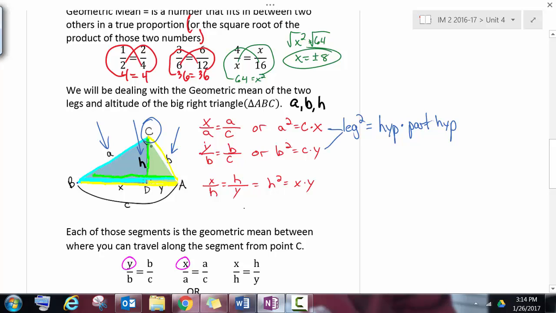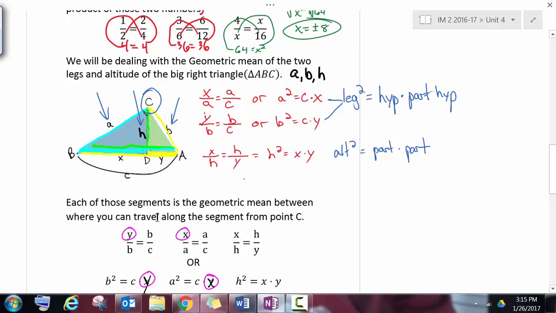Then we can do the same thing for our altitude, h here. From C we go to h, and we have two positions. We can either go to the left, using x, or we can go to the right using y. So h is a geometric mean between x and y, or the altitude squared equals part times part. So we'll be looking at both of those.